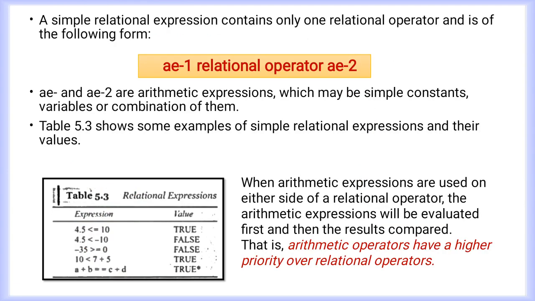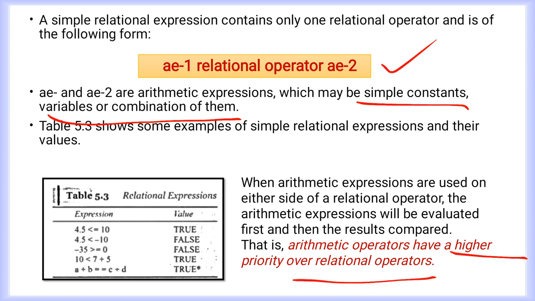The format of a simple relational expression is AE1 relational operator AE2. AE1 and AE2 are arithmetic expressions which may be simple constants, variables or combinations. Any of them can be there. When arithmetic expressions are used on either side of the relational operator, the arithmetic expression is evaluated first and then the results are compared. So arithmetic operators have higher priority over the relational operators.